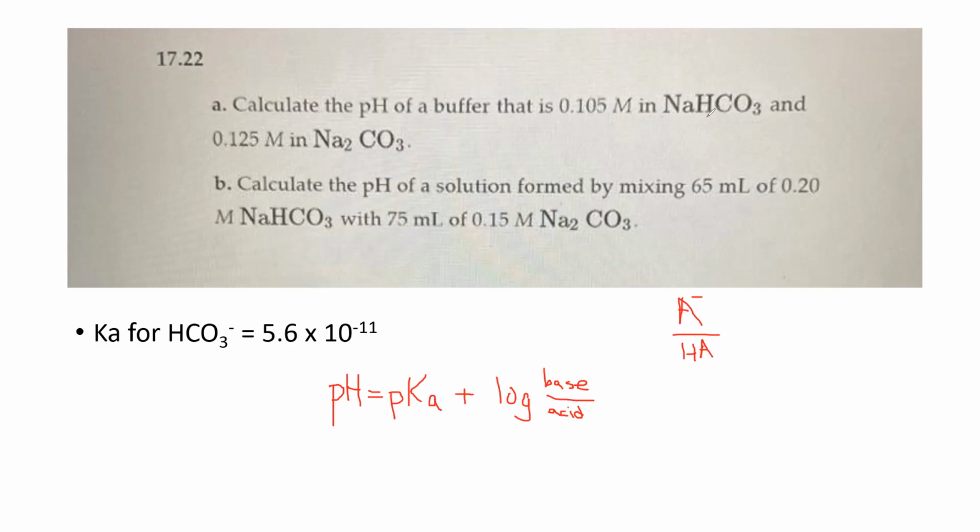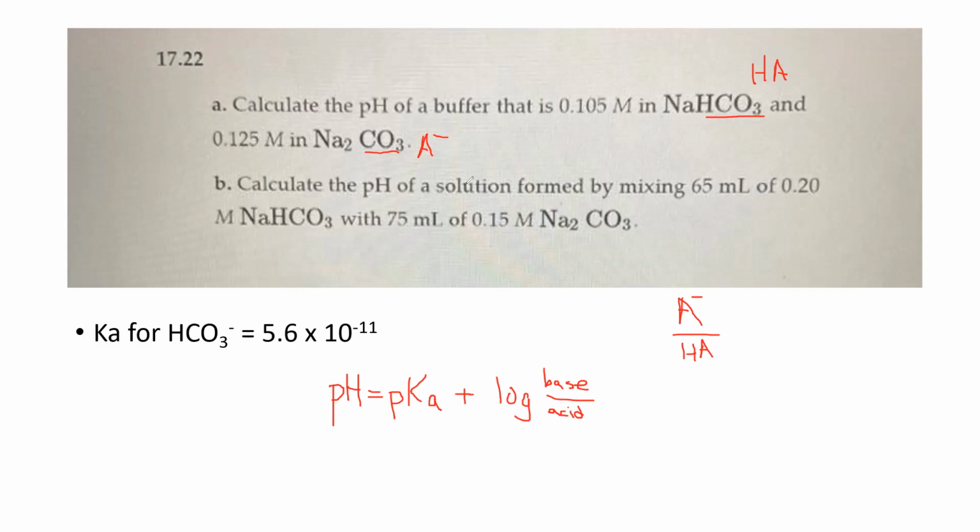And what we're going to see is that bicarbonate ion is going to be HA, and then the carbonate is going to be A minus. So we can take the Ka, take the negative log of it to get pKa, and then we can plug in these concentrations. Since we're going to get one carbonate for every one sodium carbonate molecule, we're going to get one bicarbonate for every one sodium bicarbonate. We can just take these concentrations and plug them in.